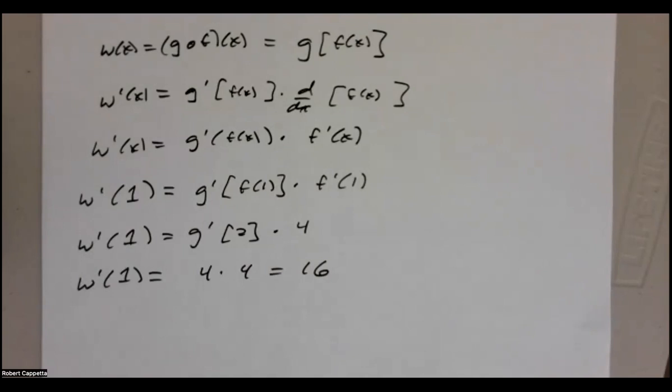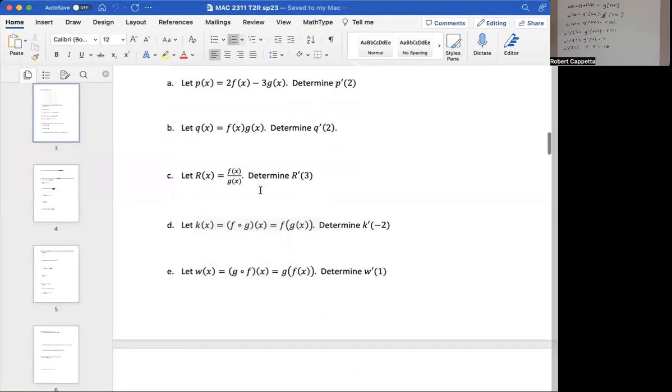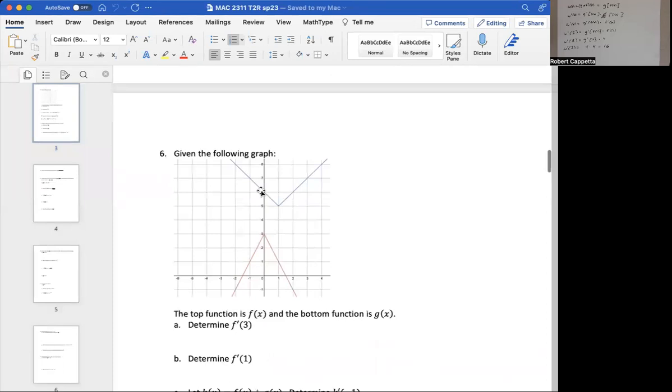All right, next up, we have to do some graphical analysis. So let's take a look at this. What is f prime of 3? 3 is here. F is the top function and g is the bottom function, all right? So f prime of 3 here is what? At this point, what is the slope of the tangent? Looks like rise 1, run 1. So looking at this, I believe f prime of 3 is simply going to be 1.